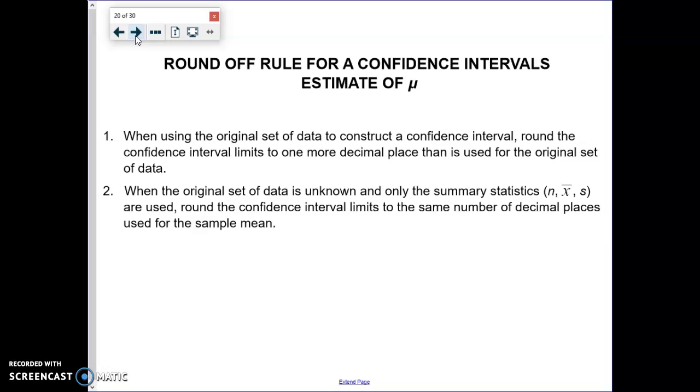Basically, if your original data values were whole numbers, then our confidence interval limits will be to the first decimal place. However, if you're given only the original summary statistics and you don't have the original data, all you have is the sample mean, sample standard deviation, and sample size, then we just round our confidence limits to the same number of decimal places as our sample summary statistics.